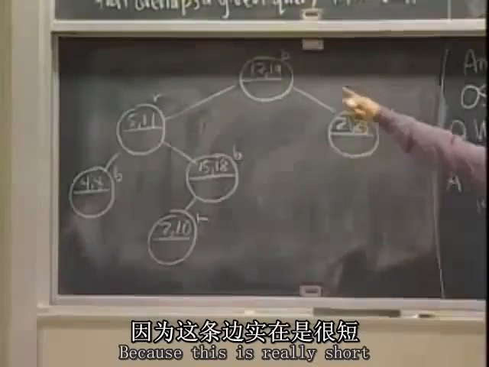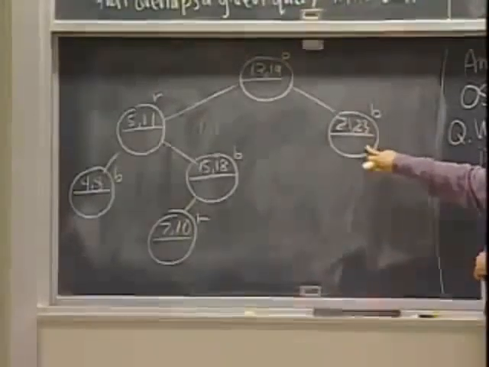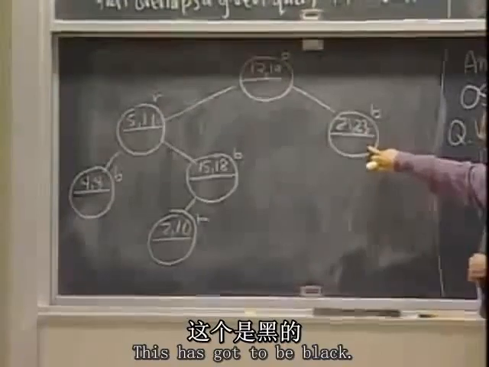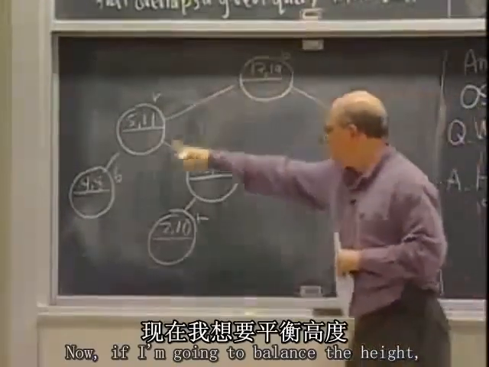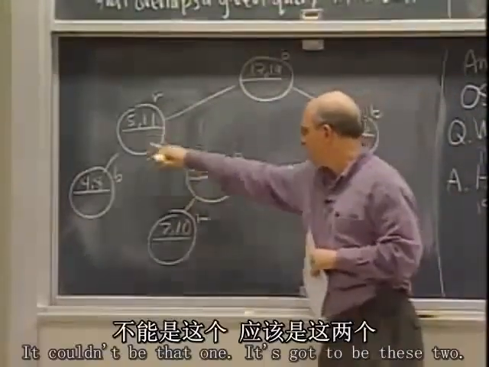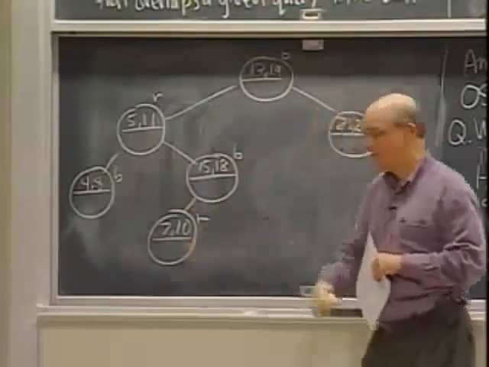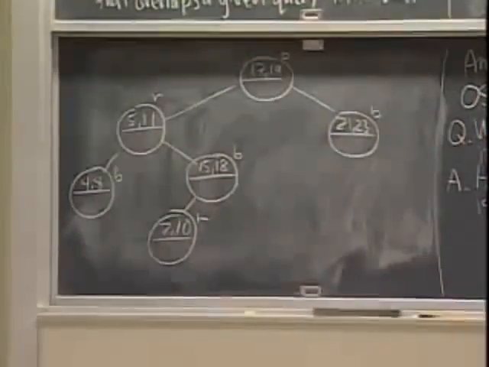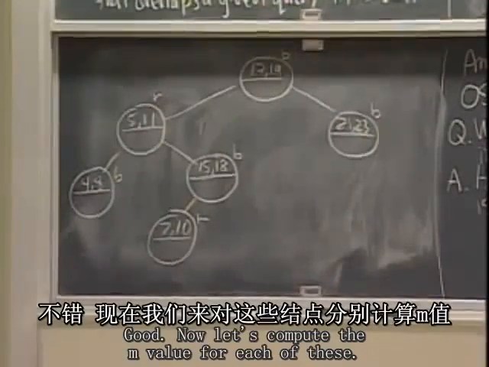Because this is really short, it had better not have any reds in it. So this has got to be black. And now if I'm going to balance the height, I've got to have a layer of black here. It couldn't be that one. It's got to be these two. Good. Okay, now let's compute the M value for each of these.